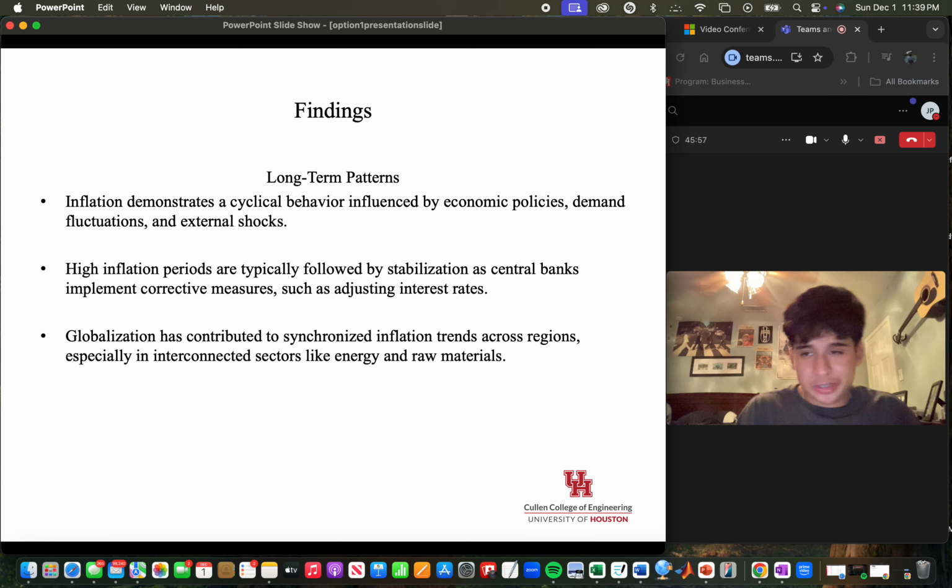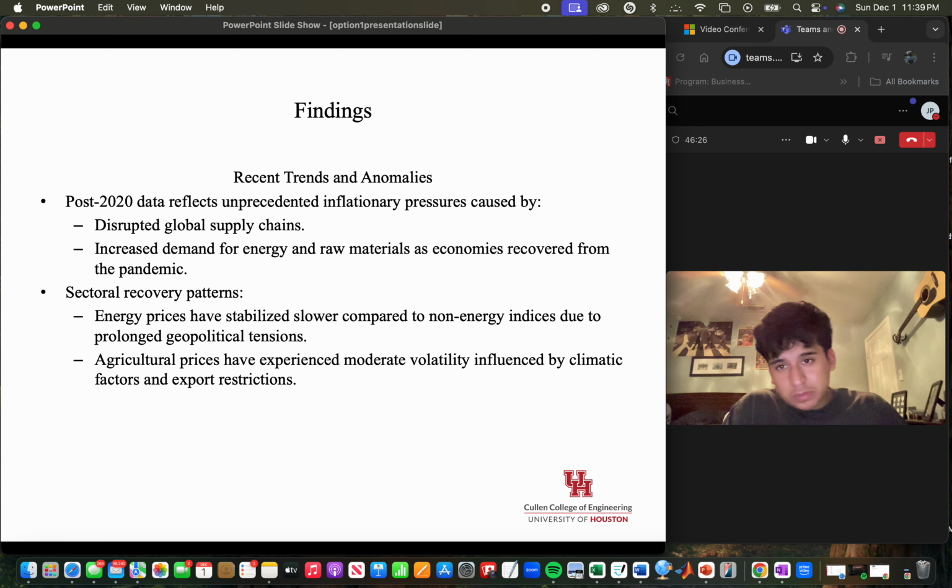So, long-term patterns. Inflation demonstrates a cyclical behavior influenced by economic policies, demand fluctuations, and external shocks. High inflation periods are typically followed by stabilization as central banks implement corrective measures such as adjusting interest rates. They always try to do that to fix the economy, but it really doesn't help. It just ends up making it worse. And globalization has contributed to synchronized inflation trends across regions, especially in interconnected sectors like energy and raw materials.